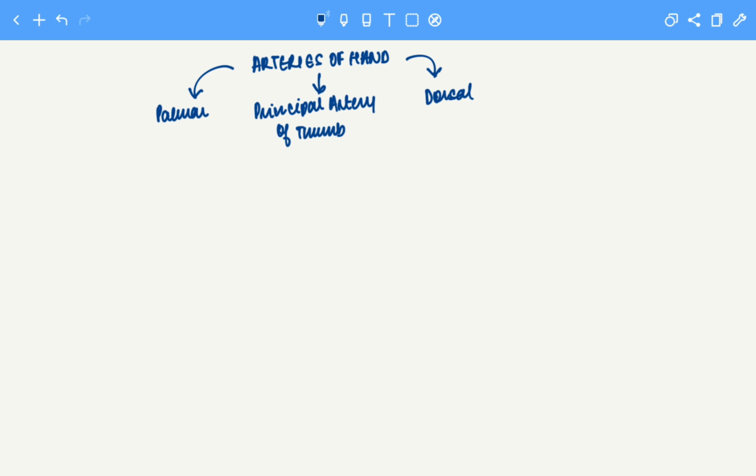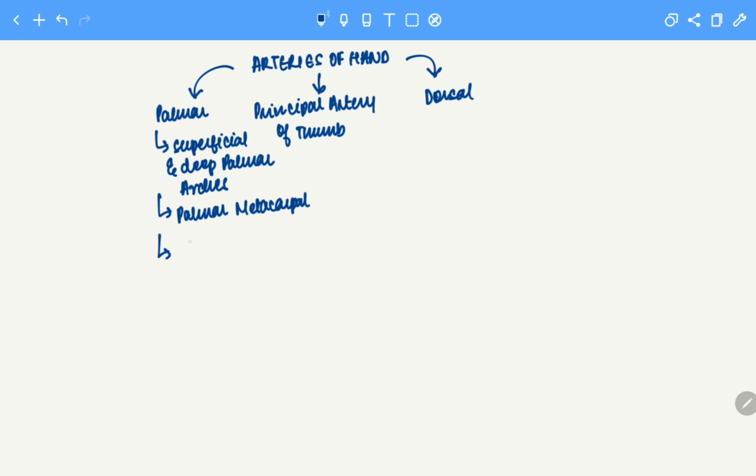The palmar arteries can be further classified into superficial and deep palmar arches, palmar metacarpal artery, common palmar digital artery, and proper palmar digital artery.